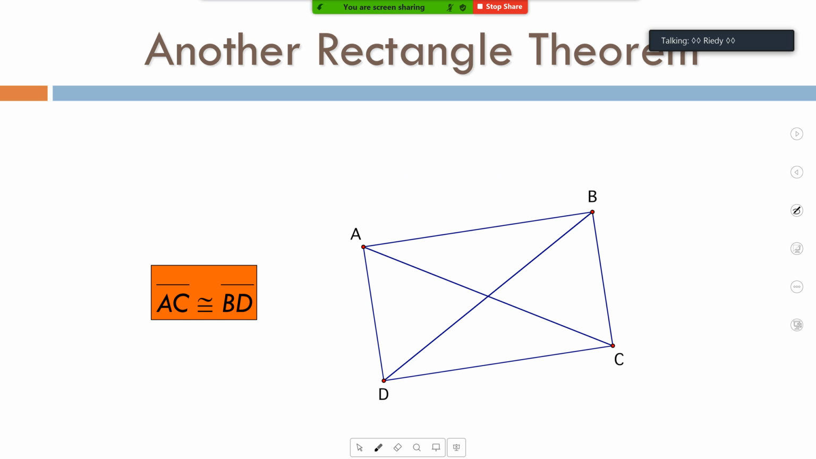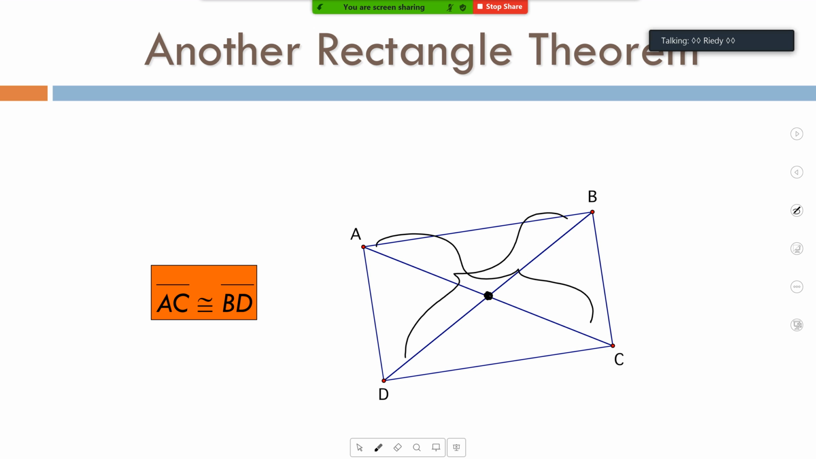One of the biggest differences between the parallelogram and the rectangle is twofold. Number one is the 90-degree angles, but number two is the difference in the diagonals. Notice that in this picture, the diagonals AC and BD are congruent. They still bisect each other. Okay? This is still the midpoint of both of them, but we also know that this is equal to that. That's not true in a parallelogram.